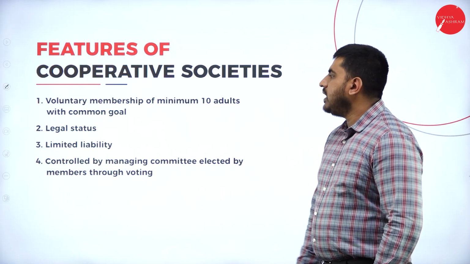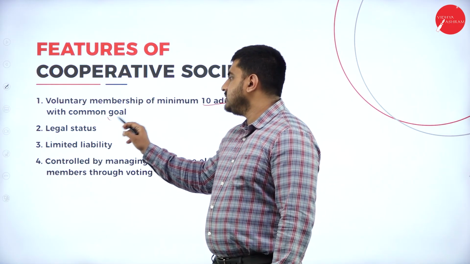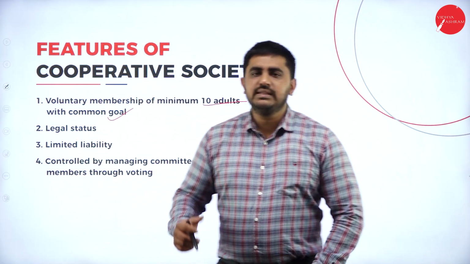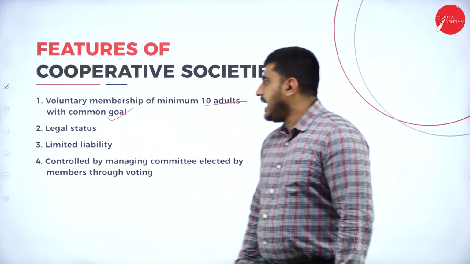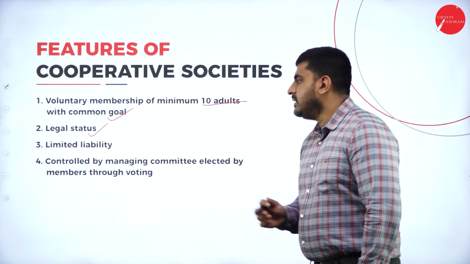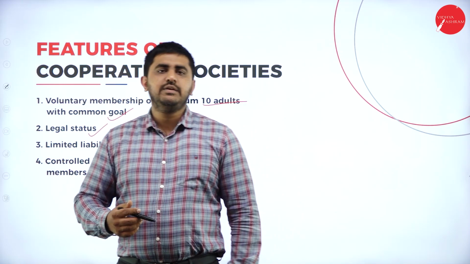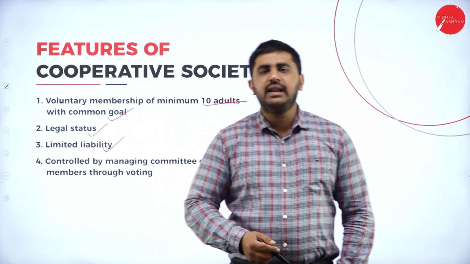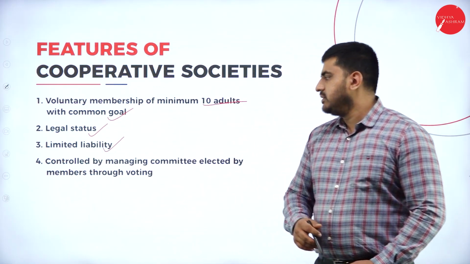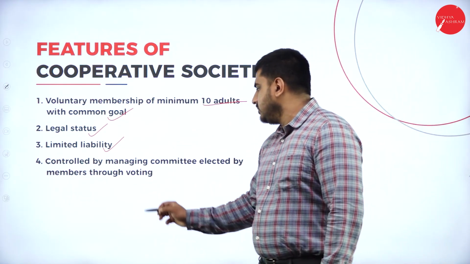Here, voluntary membership of a minimum of 10 adults with a common goal. So, there have to be at least 10 adults who have come on their own with common goals to start a cooperative society. Then, legal status: you have to incorporate or get it registered. Limited liability: suppose there is a loan or any fraud, then the personal assets of the members of the cooperative society cannot be sold to repay the loan. That is the meaning. Controlled by a managing committee, elected by members through voting.